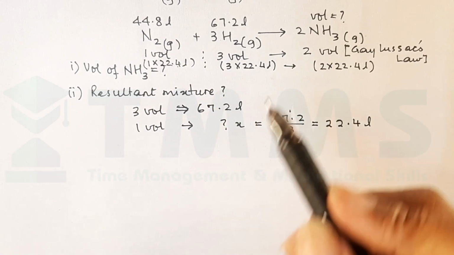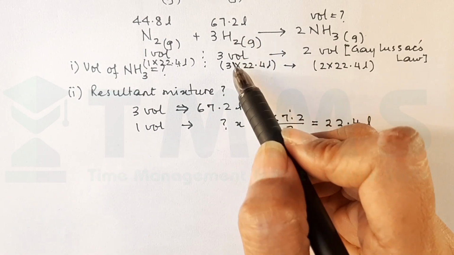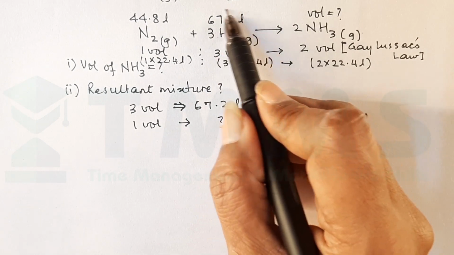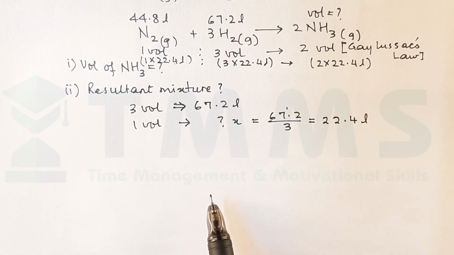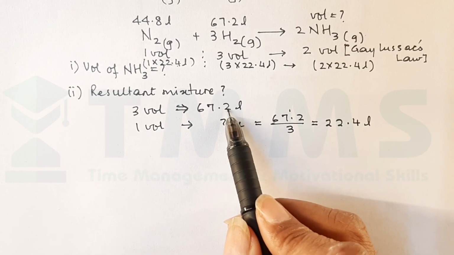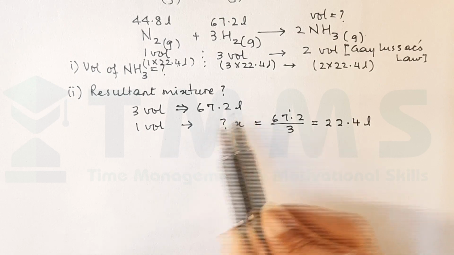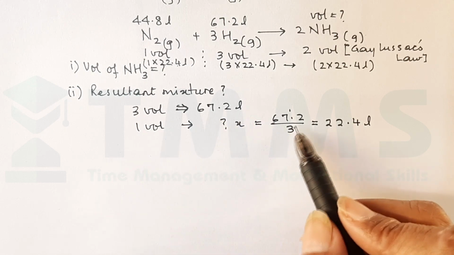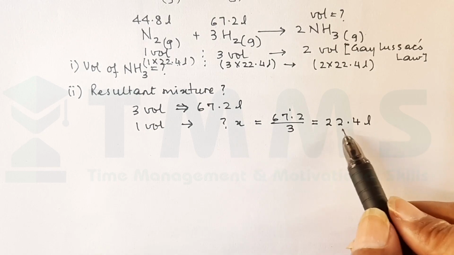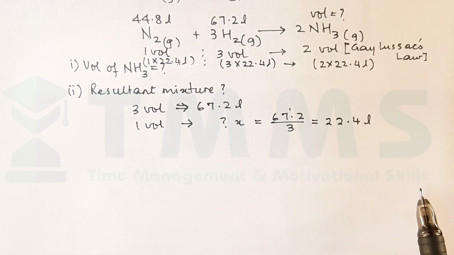So what we have to do is look at the volume of H2, which is 3 volumes. So we say 3 volumes is 67.2 liters. So we say 3 volumes are going to be equal to 67.2 liters. So one volume is going to be 67.2 divided by 3, and that is 22.4 liters.